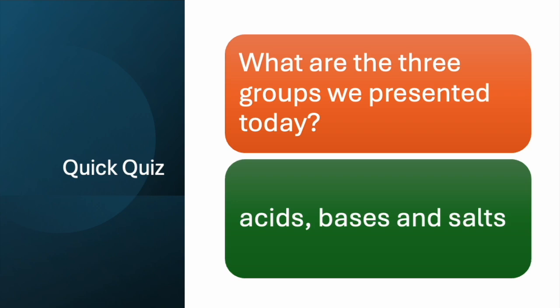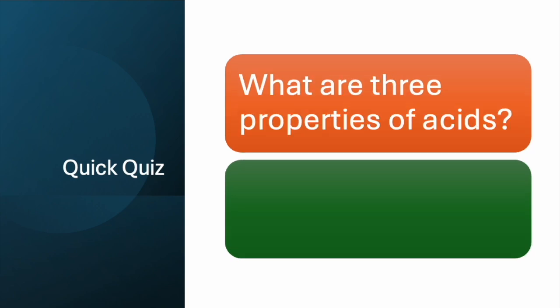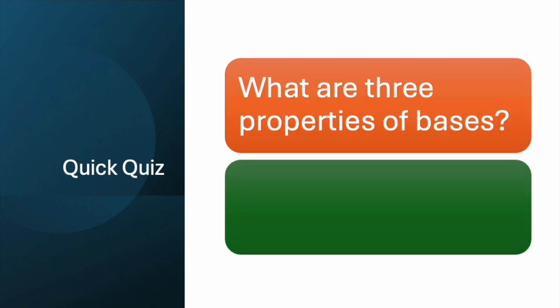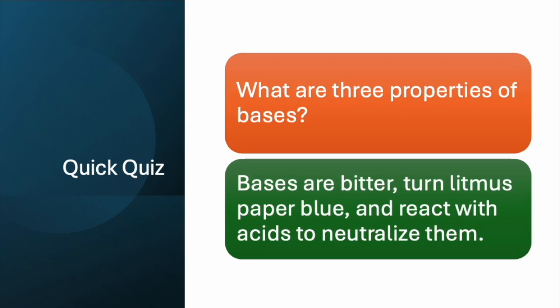What are the properties of acids? Acids are sour, turn litmus paper red, and react with metals to produce hydrogen gas. What are the properties of bases? Bases are bitter, turn litmus paper blue, and react with acids to neutralize them.